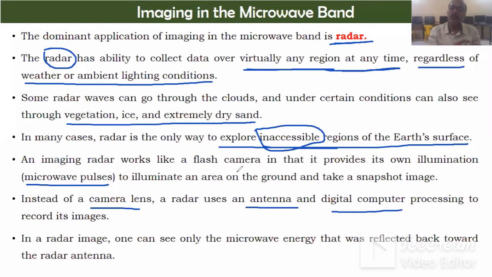So that work will be done by the lenses in a camera, but in radar that work will be done by the antenna. That will be used by the antenna, and a digital computer is used to create the image or record the image. In a radar image, one can see only the microwave energy that will be reflected back toward the radar antenna. So the working of this radar will be discussed.